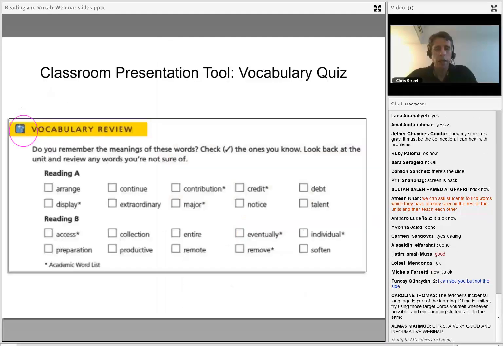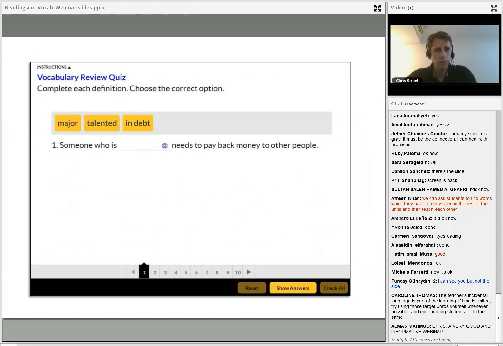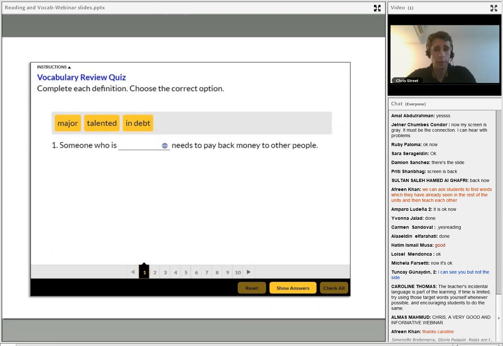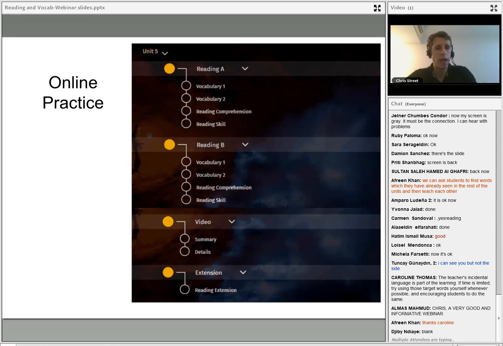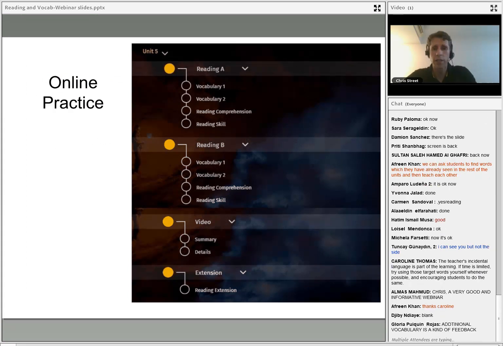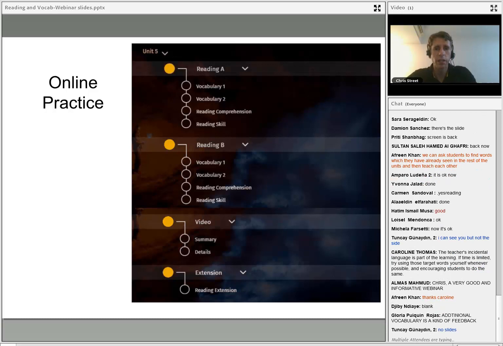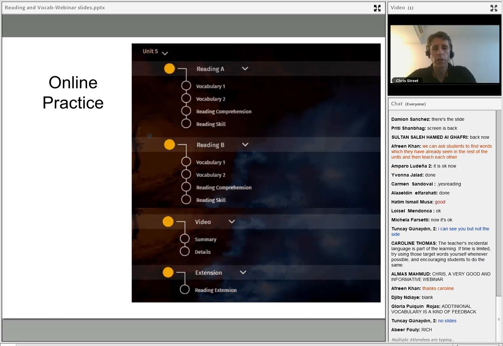We have a quiz, a vocabulary quiz on the classroom presentation tool. This is the kind of thing you can project to your class. If you're doing an online class, this would be useful as well. We have online practice with vocabulary activities on there. So again, maybe this could be used as homework or for an online class.